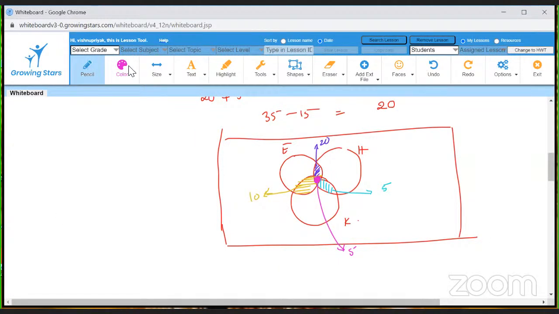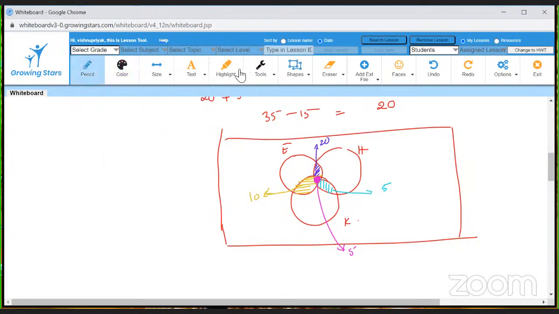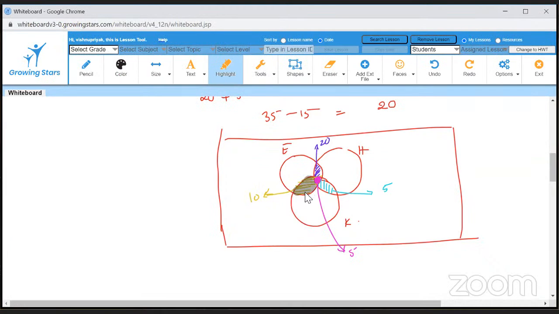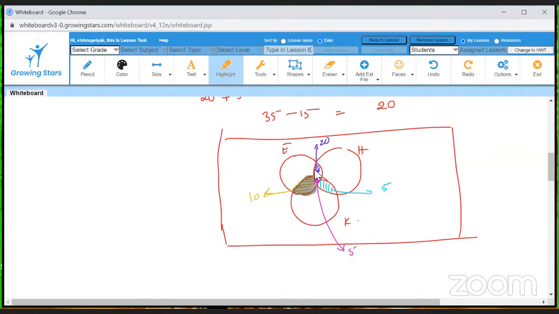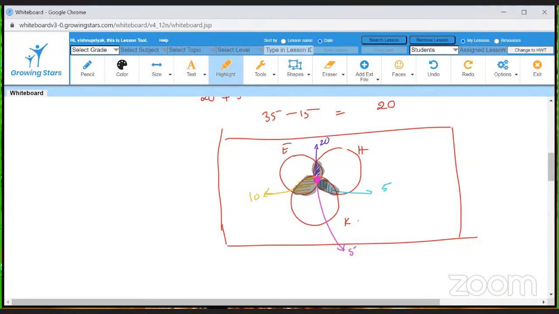So what we want is those who can speak exactly 2. Exactly 2 means only English and Kannada, only English and Hindi, only Hindi and Kannada, not the middle one. Not the middle one.